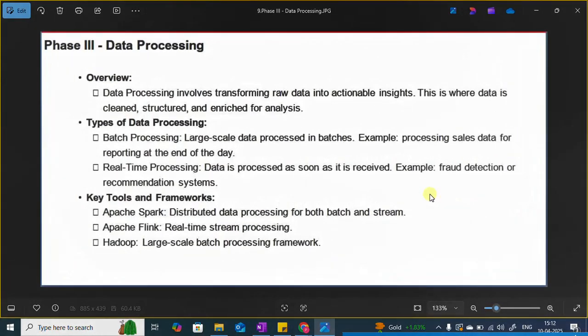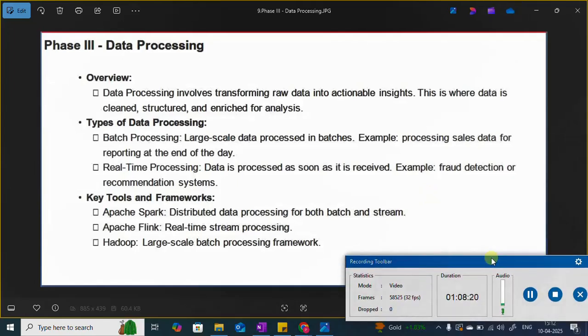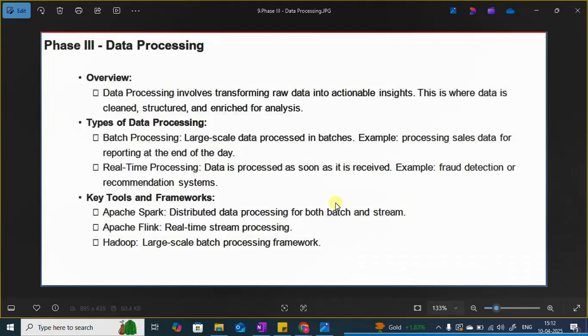Now, part of phase 3, that is data processing. That's clear? Any doubt so far? Now, overview. Data processing involves transforming raw data into actionable insights. This is where data is cleaned, structured, and enriched for analysis.